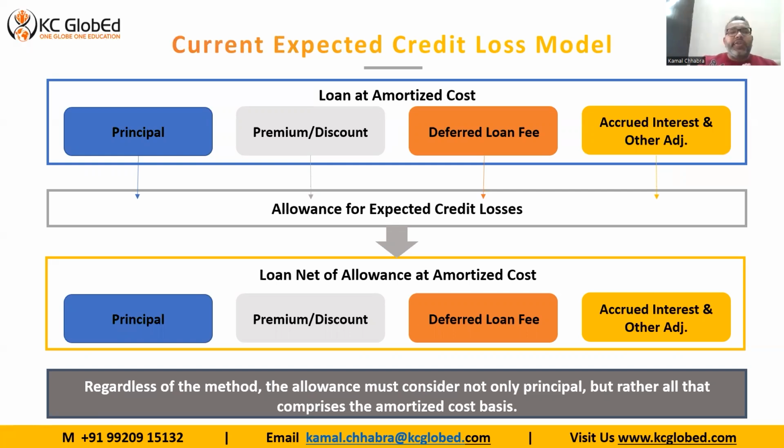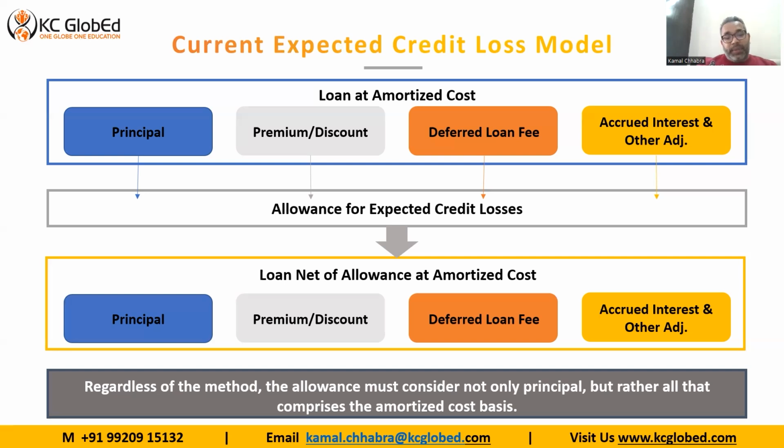Then you will be reducing the allowance for expected credit loss from the individual line item. And then the remaining principal, premium, discount, deferred loan fee, accrued interest or other adjustment need to be disclosed on a net basis in your financial statement.